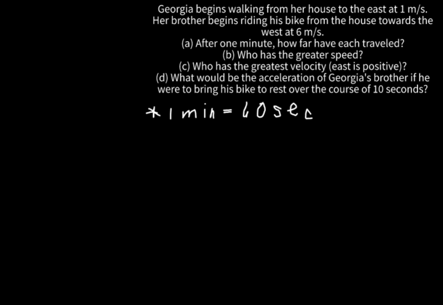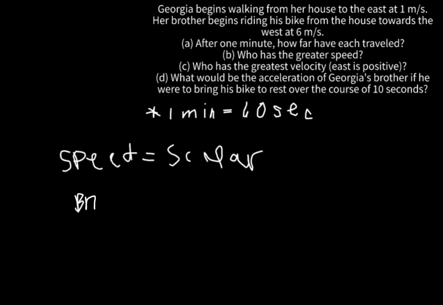Alright, part 2 asks who has the greater speed. Now remember that speed is a scalar quantity. So the direction does not matter. In other words, you could say who's traveling faster, and hopefully you'd realize from part A that her brother is going to travel farther, and he's going at 6 meters per second. Georgia is only going at 1 meter per second. So the answer to this question is her brother.